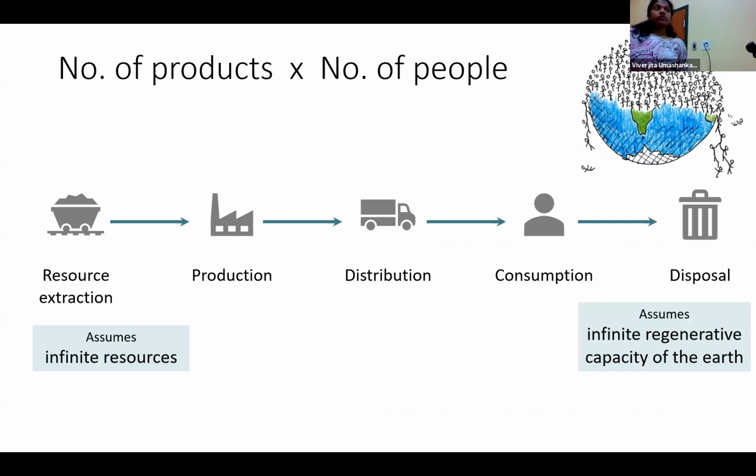Now think about this for so many products and so many people in the world. To really feed this growing population and the need for all products, we have to assume that Earth has infinite resources to start with that we can extract, and an infinite regenerative capacity of the Earth at the other end when things are disposed. Several studies have concluded that both these assumptions are false, and we really need to operate within planetary boundaries, and we need to stay within the Earth's carrying capacity.